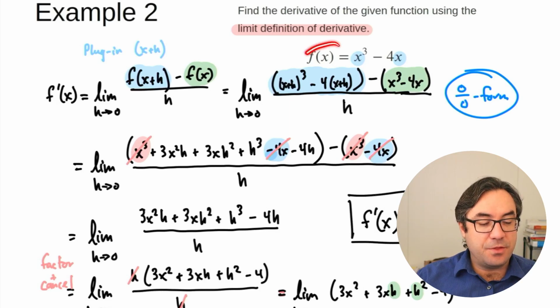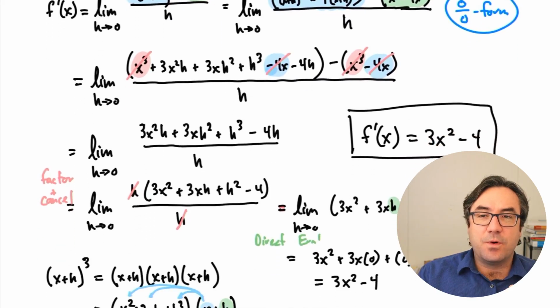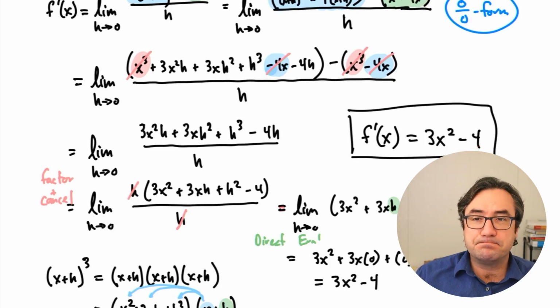So we started with a function, f of x, we had a nice formula for it, and what we end up with is the derivative. We're calling this a brand new function. We're calling this f prime, and we have a nice formula for this derivative. It's 3x squared minus 4.